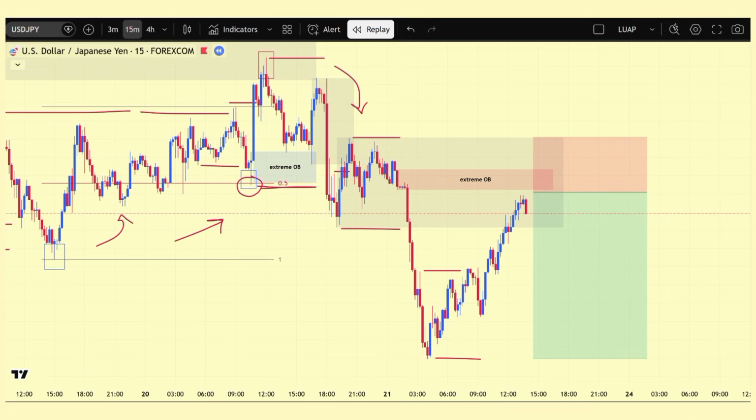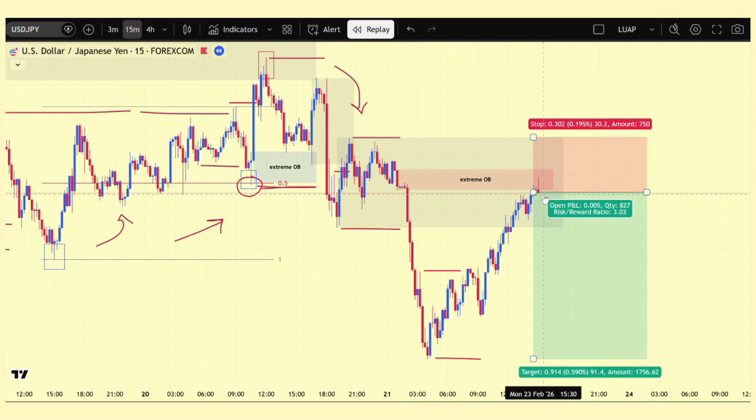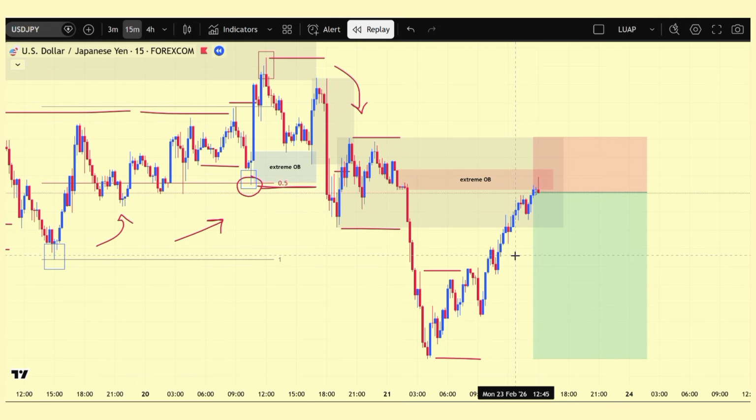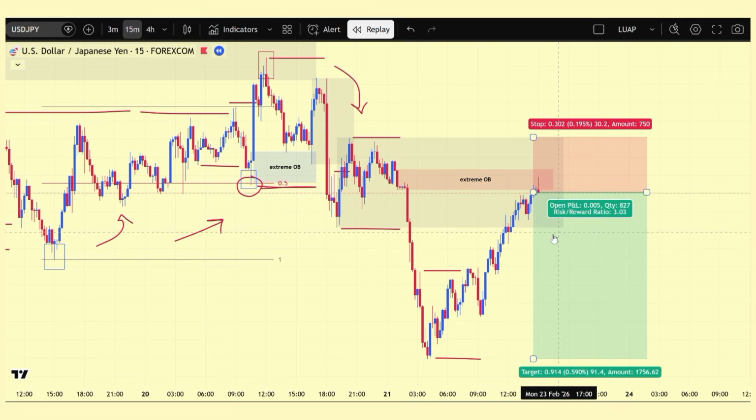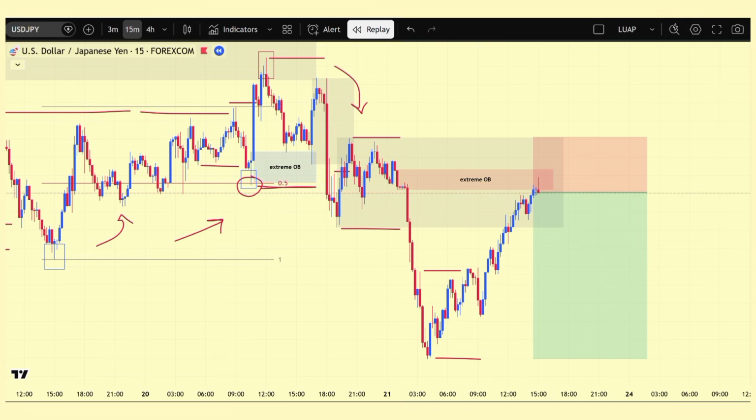And so if I run price, you can clearly see exactly right there, price mitigated that, and you can clearly see exactly right there, price triggered the sell limit order. And also this here was an additional confirmation.